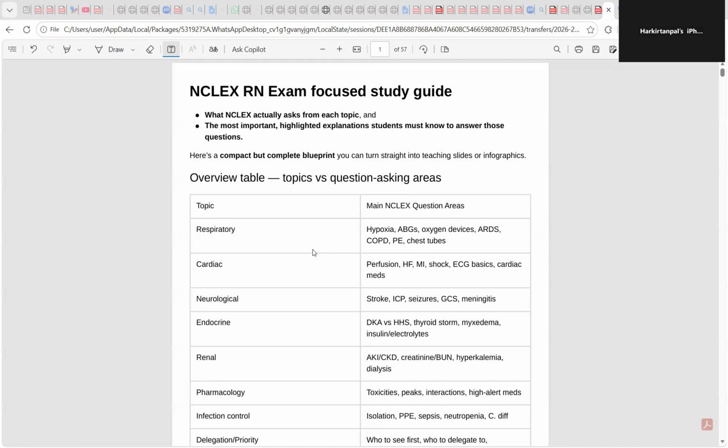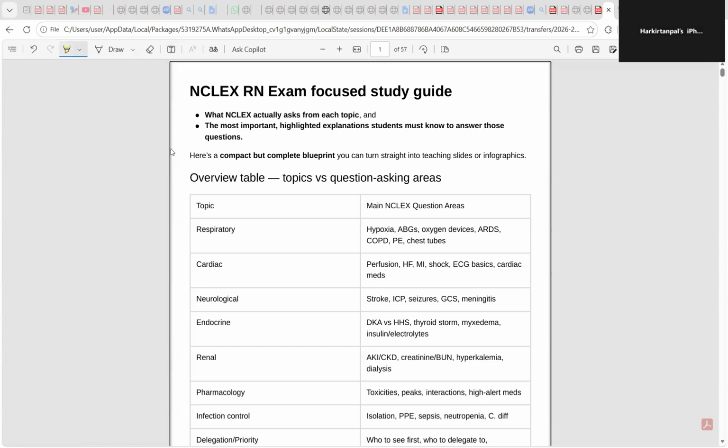So we need to focus, while reading the scenario itself, on identifying which system is affected. So how can we identify each system? If it is a respiratory system, we can focus on the saturation level. Saturation means we need to check the SpO2 level. 95 to 100 is the normal SpO2 saturation.